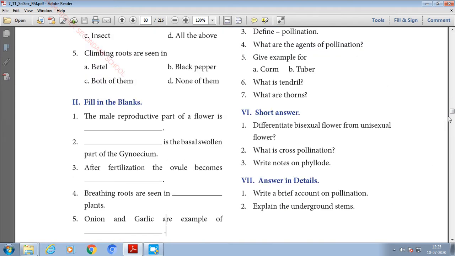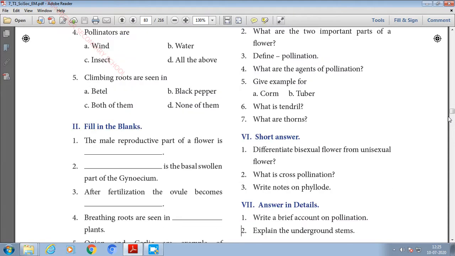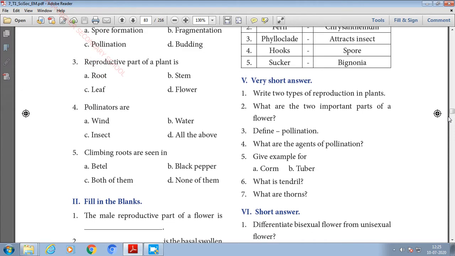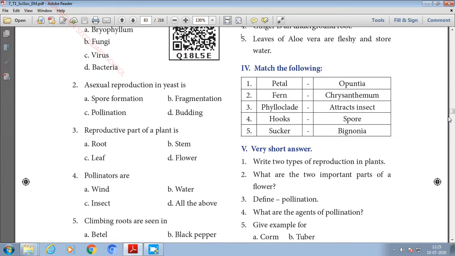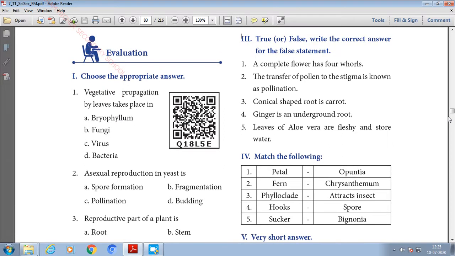Now we'll move on to true or false, the third Roman letter. Here in true or false, if the statement is correct, you can just write true, and if the statement is wrong, you have to underline the wrong part and rewrite the sentence below. So here you have to correct the statement. It is not actually true or false, you have to correct the statement.